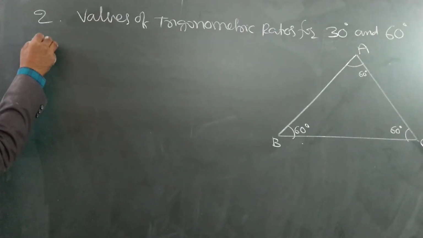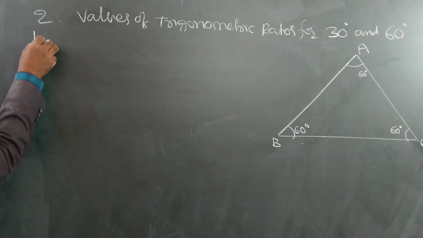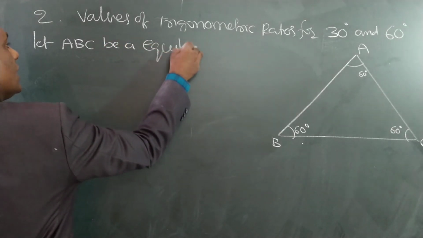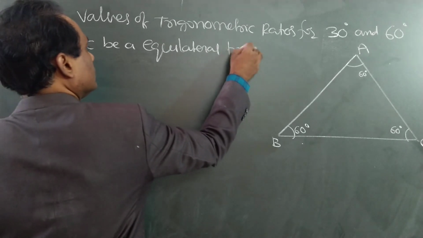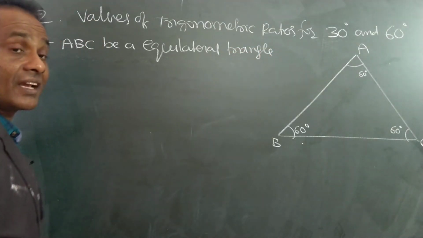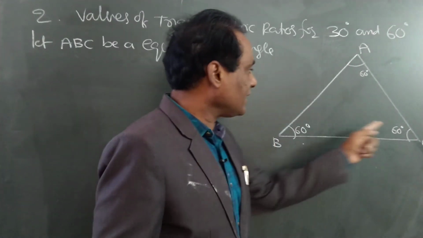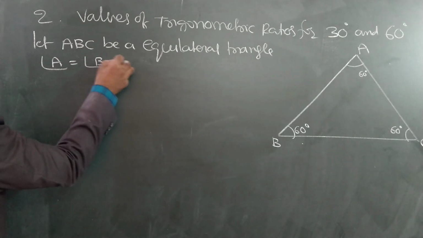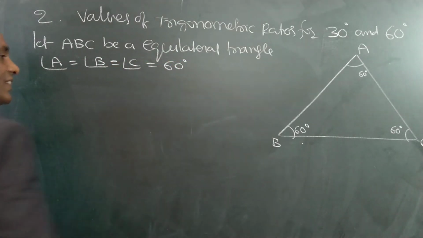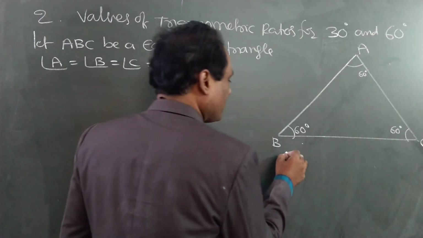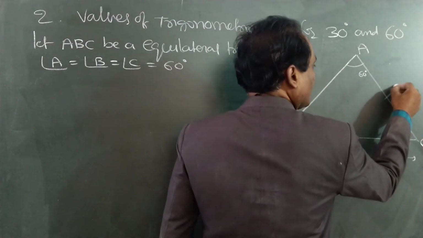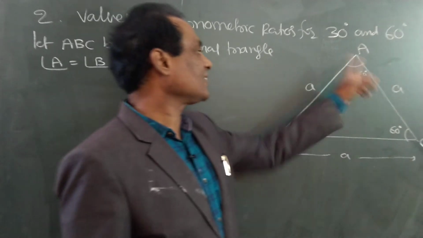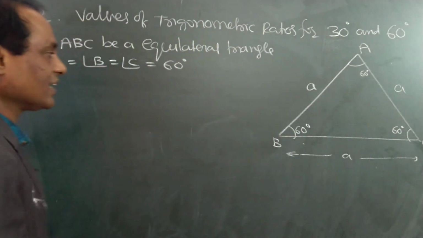Now, let ABC be an equilateral triangle. What is the rule for the equilateral triangle? Each angle will be 60. Angle A is equal to angle B is equal to angle C is equal to 60 degrees. Suppose I take this side as A, this will also be A, this will also be A, because it is equilateral. Equilateral means all three sides are equal.